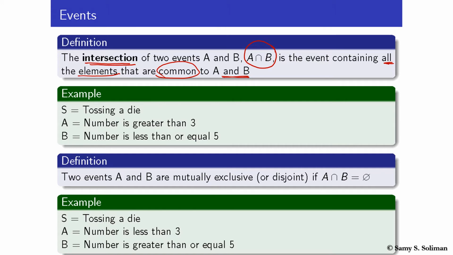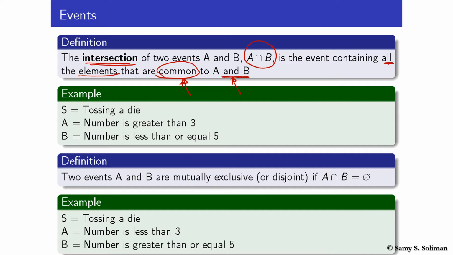Please be careful here that the use of the word "and" doesn't mean that we are considering all the elements in A and B together. We are only considering the elements that are common to A and B. So the intersection of two events is the event that includes all the elements that exist in both A and B, not any of the elements in A and B, only the common elements in A and B.